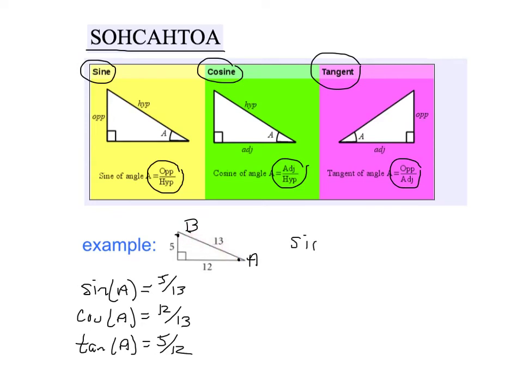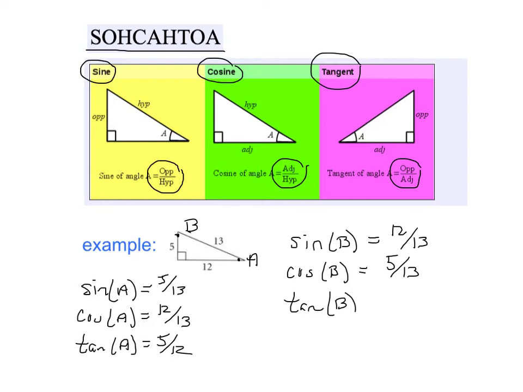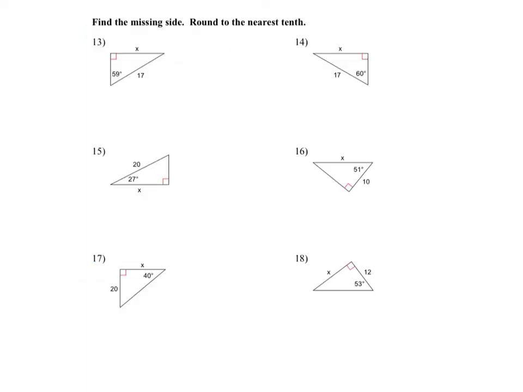The sine of B is opposite over hypotenuse, 12/13. The cosine of B is adjacent over hypotenuse, that's 5/13. And then finally, the tangent of B is opposite over adjacent. So when you compare these two columns that we just wrote, there are a lot of similarities, but a few differences. Okay, let's use SOHCAHTOA to solve a few problems.